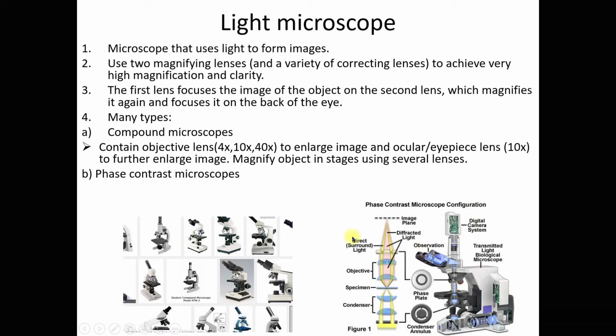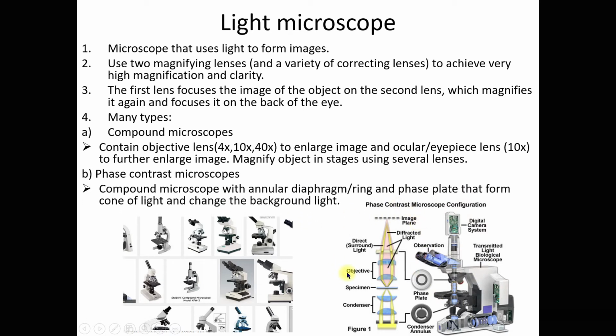Now, this is a phase contrast microscope. A phase contrast microscope is a compound microscope that has an annular diaphragm or annular ring here, just under or below the stage. And then a phase plate, which is above the stage, forms a cone of light and changes the background light of the image on the specimen.